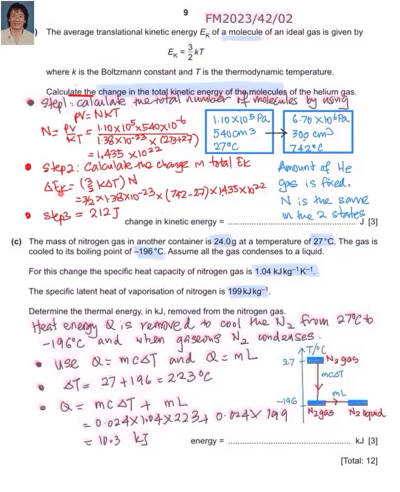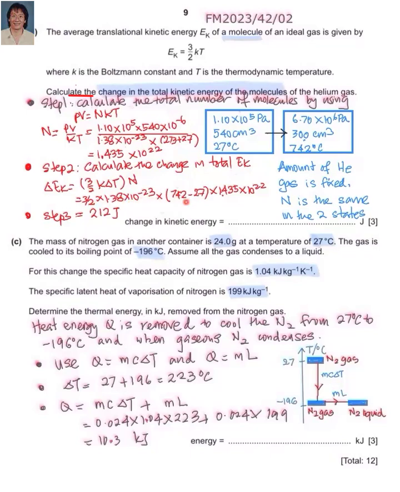The change in total kinetic energy equals 3/2 k delta T times N. This 3/2 k delta T is the change in kinetic energy for one molecule. So when you multiply by N, you get the total change in kinetic energy. So this will give you 3/2 times k, where k is 1.38 times 10 to the minus 23.